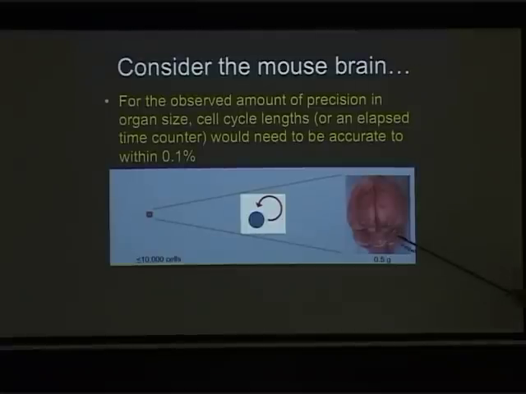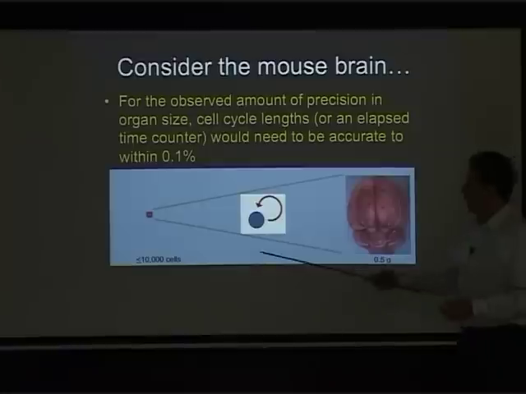Here's a mouse brain. It turns out if you pull out the brains of mice that are isogenic, so they're all genetically identical, so you've controlled for genetics, and you just pull their adult brains out and weigh them, and you measure the coefficient of variation, it's 5% from brain to brain, remarkably tightly controlled.